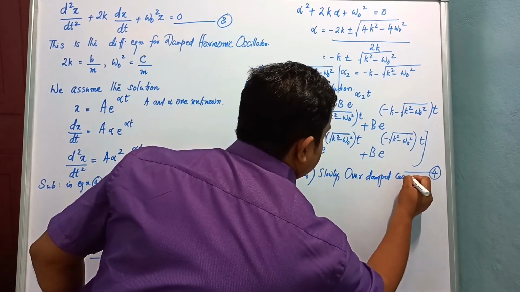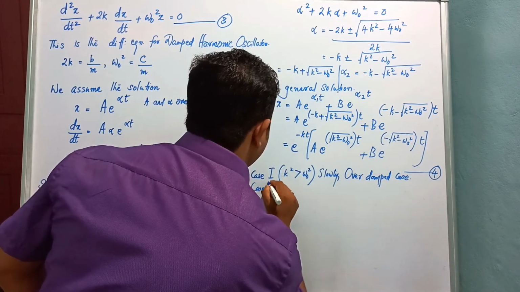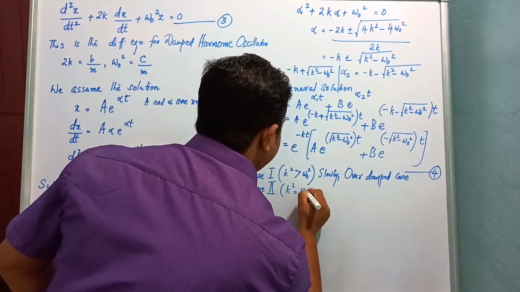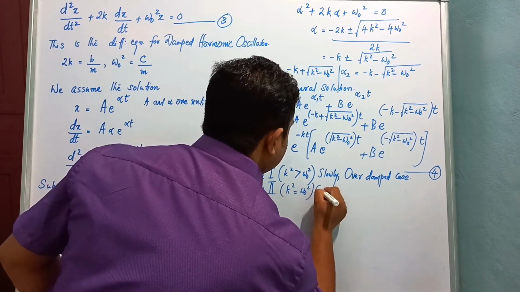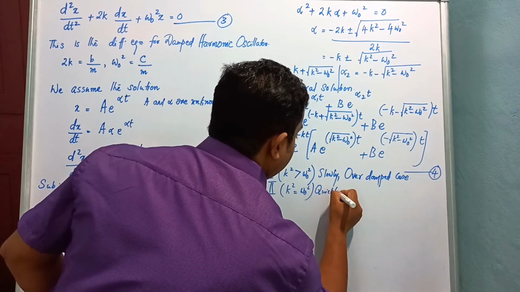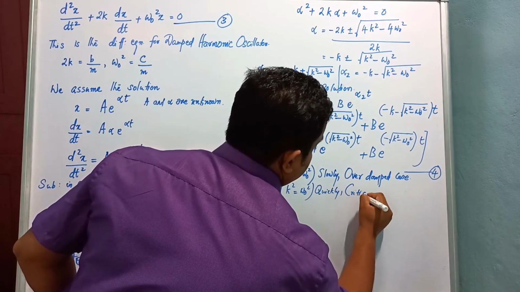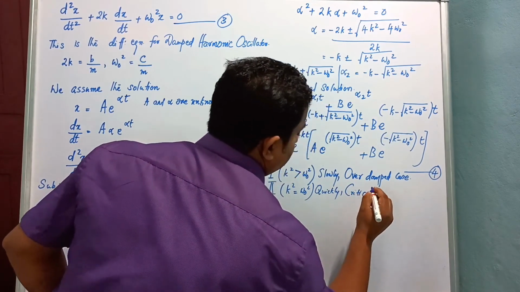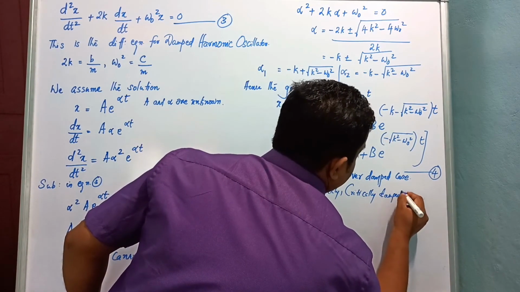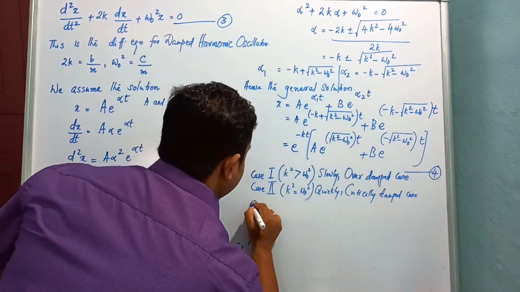Case 2: k square equal to omega 0 square. Here the process will be very quick. It's the critically damped case.